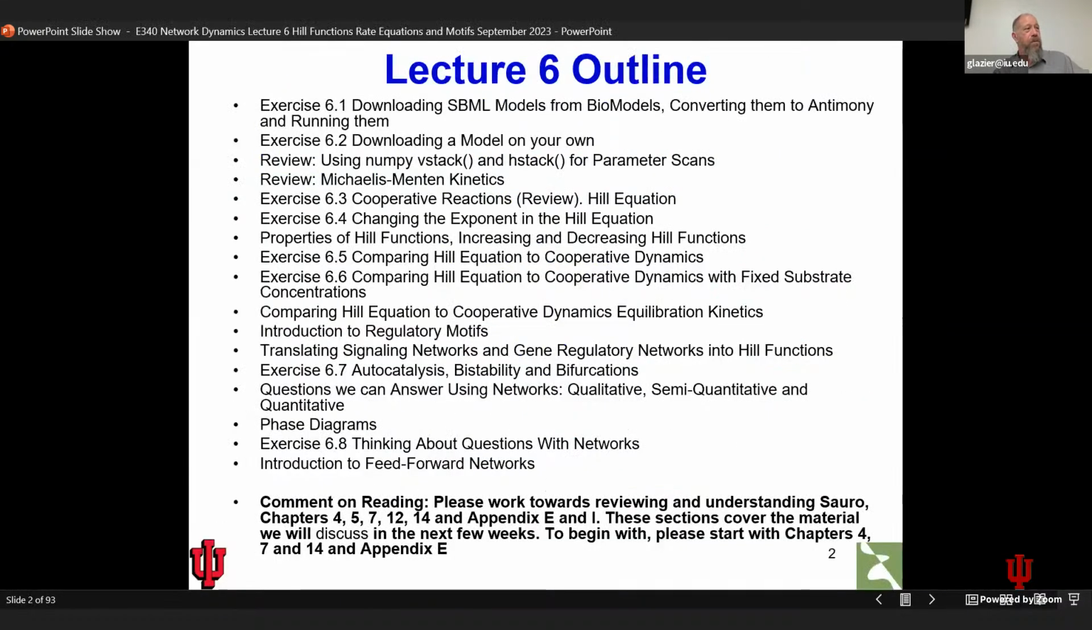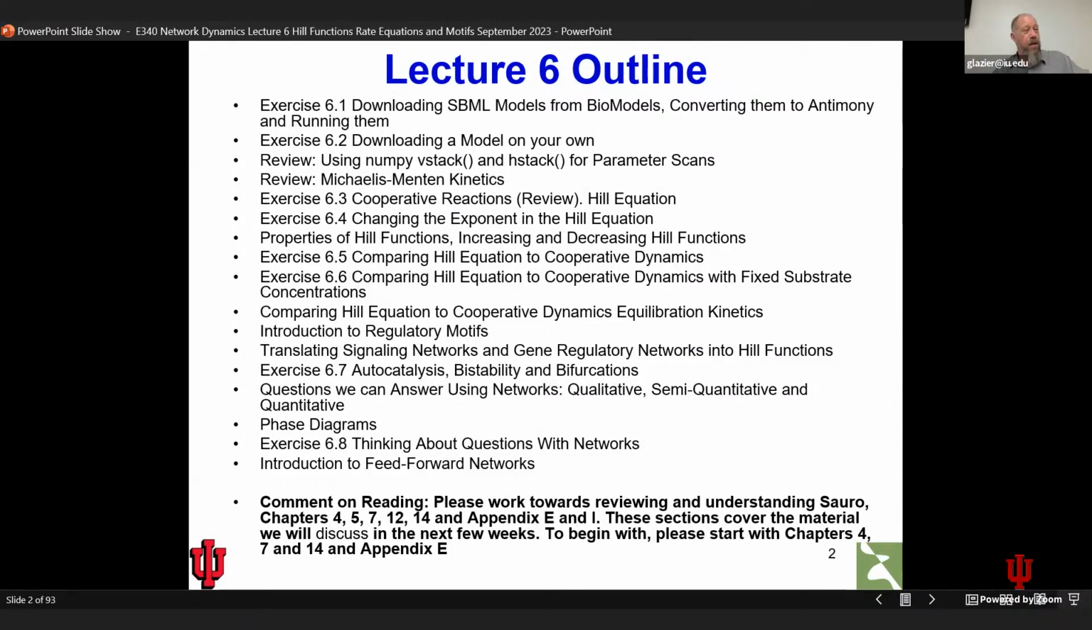So today we are going to start out by doing a little exercise about how to download and interconvert between modeling formats, model specification formats. Then we will review a few of the things that we did last time. And then we will spend a little bit of time on Hill equations, and then we will start applying those Hill equations in the context of regulatory motifs. And I hope we'll be able to talk about thinking about questions to ask with these materials.